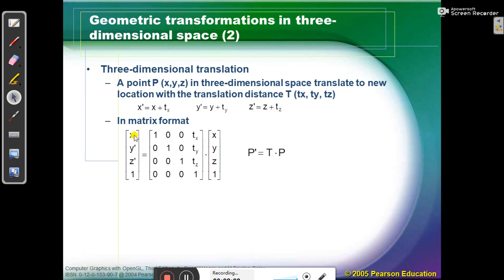Here you can see x dash, y dash, z dash, and 1, which is why this is a homogeneous coordinate system. We have created the matrix with 1 0 0 tx, the translation factor in the x direction, then the y direction and z direction, and we have multiplied it with x, y, z, 1. These are the old values of the point P, so P dash equals T dot P, and the result x dash, y dash, z dash, 1 is the new point after applying the translation factor.